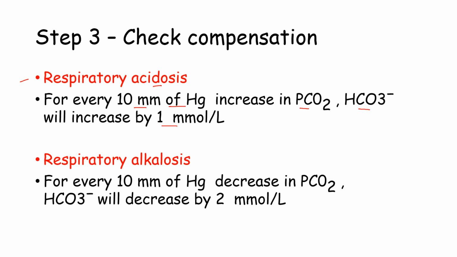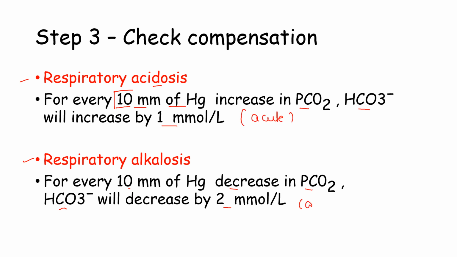Here we are saying the value as 10. There the increase or decrease was in 1 unit. And in case of respiratory alkalosis, for every 10 mm of mercury decrease in the PCO2, the bicarbonate value has to decrease by 2 millimole per liter. And these two conditions are for the acute cases.